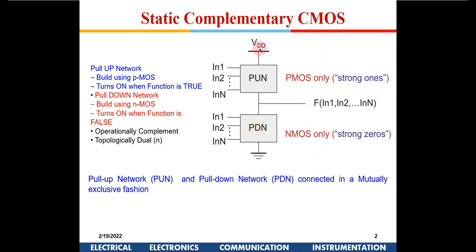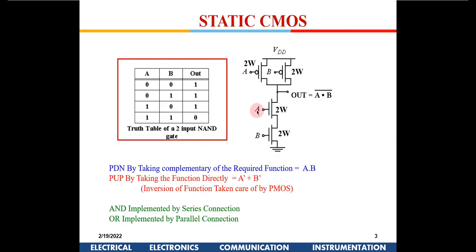Again, the advantage out here, like for any CMOS circuit, there is never a direct path between VDD and ground. Only during transient conditions there will be a path between VDD and ground. Otherwise there is no direct path between VDD and ground. Okay, so this is how a static CMOS looks like. It will become very clear as we move ahead. So let us first see how a NAND gate requires to be implemented, right? This is one of the universal gates.